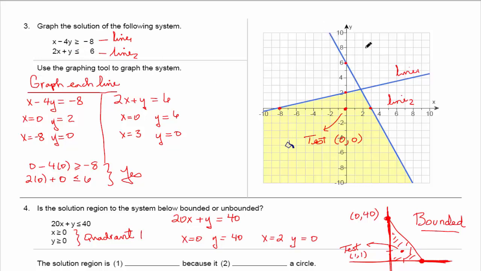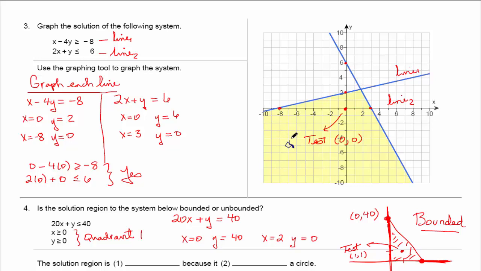So that divides up the plane into 4 regions. The question is, which one works? So I pick a test value of (0, 0). Is 0 bigger than minus 8? Yes. Is 0 less than or equal to 6? Yes. So this whole region works, so you shade it in by using the little pouring tool, like you're pouring a bucket of water.